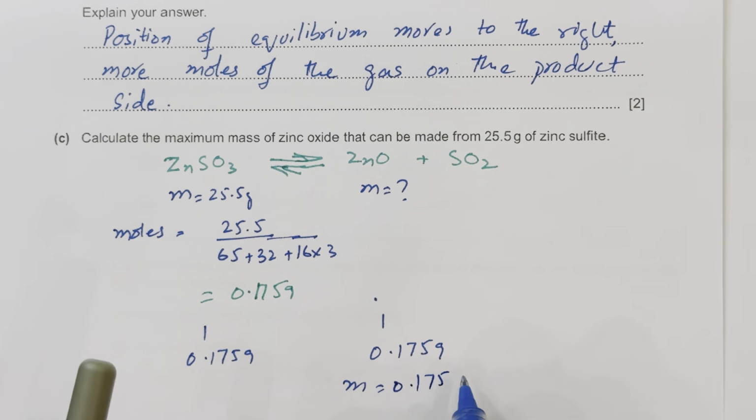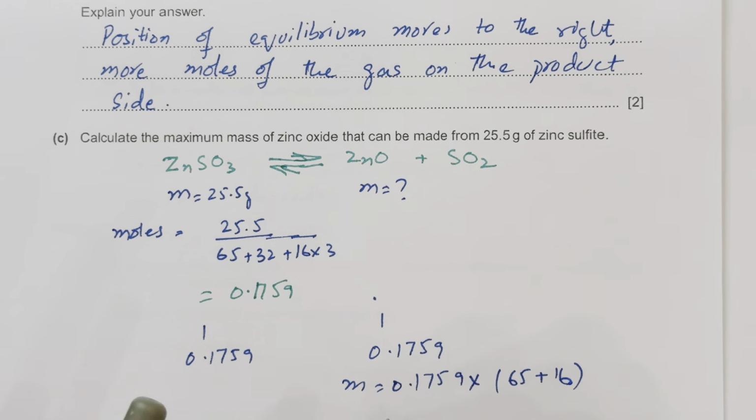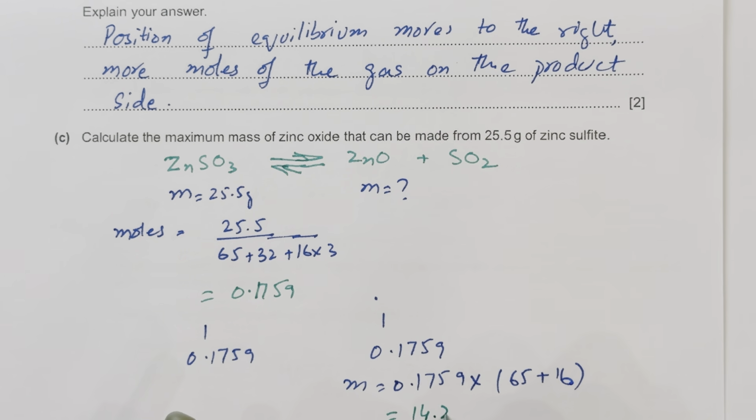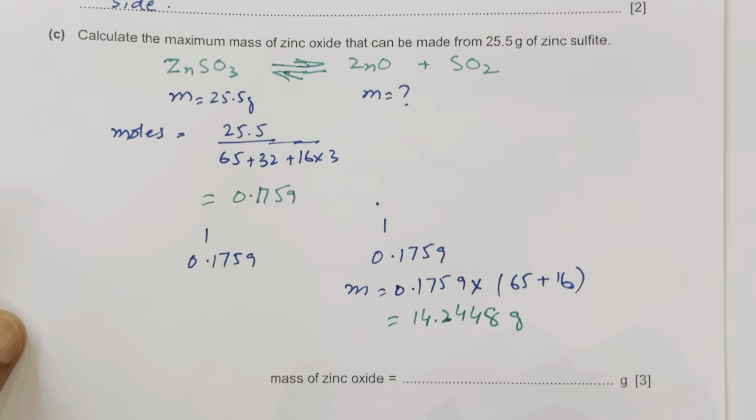You can get the mass by multiplying this by its molar mass. What would be the molar mass of zinc oxide? It would be 65 of zinc plus 16 of oxygen. So after multiplying it you get the answer 14.2448 grams. So this is how you have done the reaction.